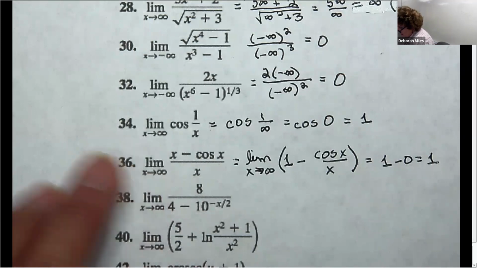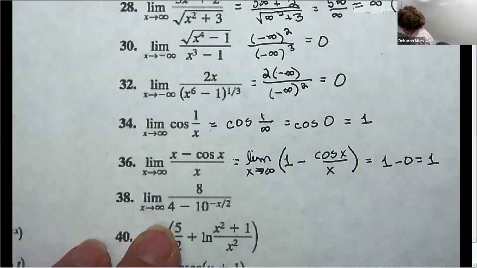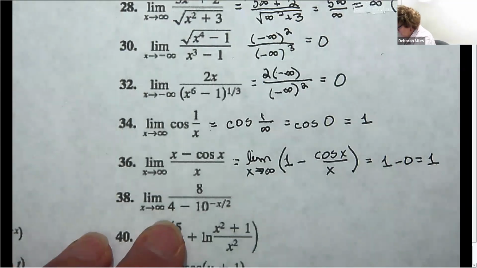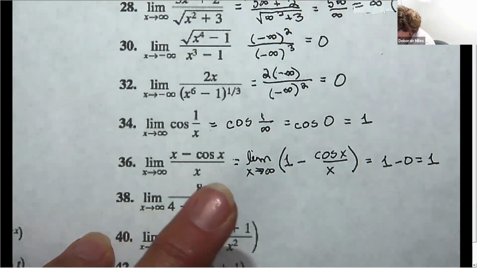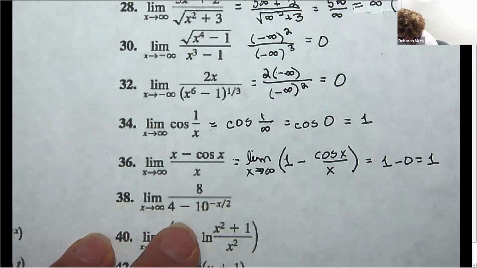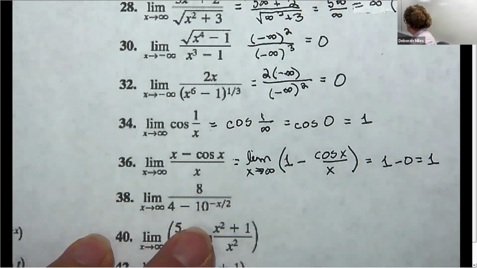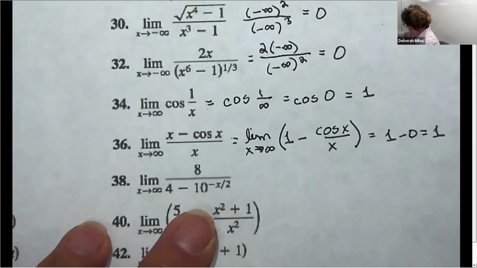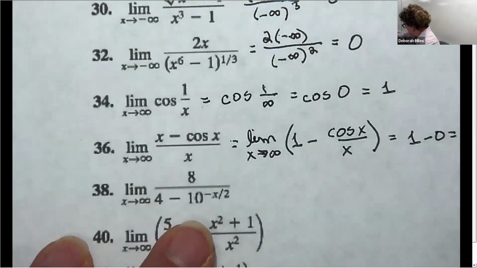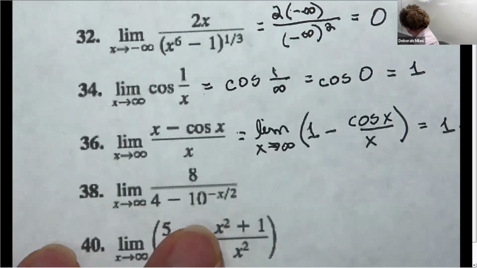All right, number 38. The limit as x goes to infinity of 8 over (4 minus 10 to the negative x over 2). Sydney, did you say it? Who was that? Hold on, did somebody say the right answer? It was Neil. Okay, tell me why, Neil.